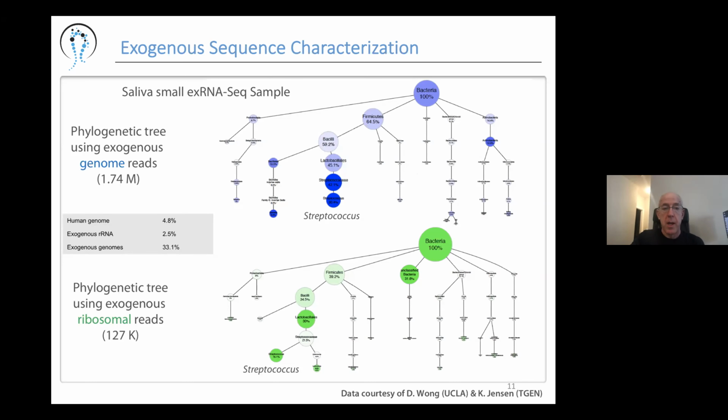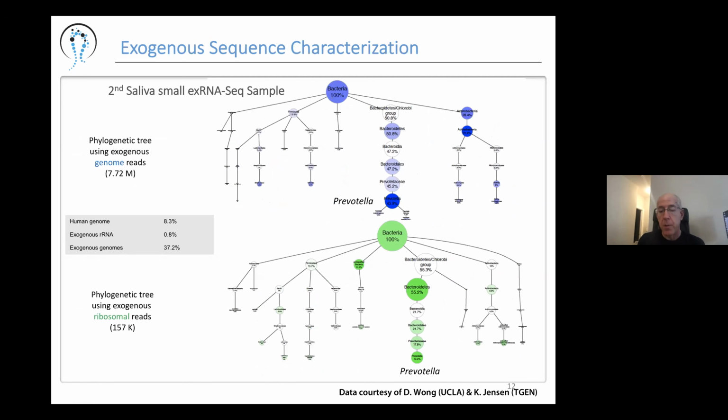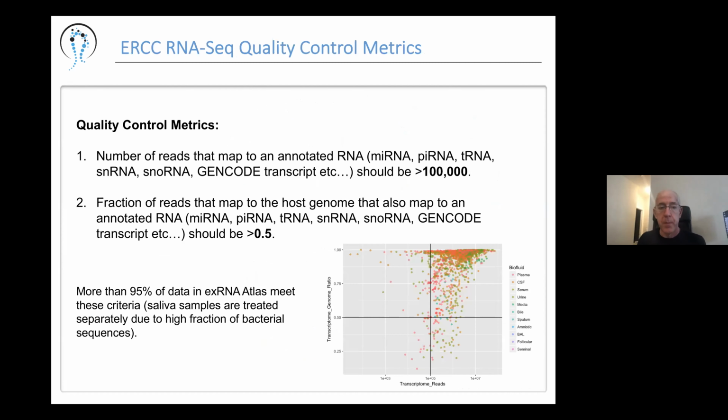I'll show you, as a comparison, a second saliva sample from David Wong's lab. In this context, again, using the reads that map to genomes and the reads that map to exogenous ribosomal sequences, we get the same phylogenetic tree, and we find that Prevotella is present. And Prevotella is another bacterial species that's part of the oral microbiome. So both this and Streptococcus make sense as being present in a saliva sample. And these tree outputs are all part of the default output of the exceRpt pipeline.